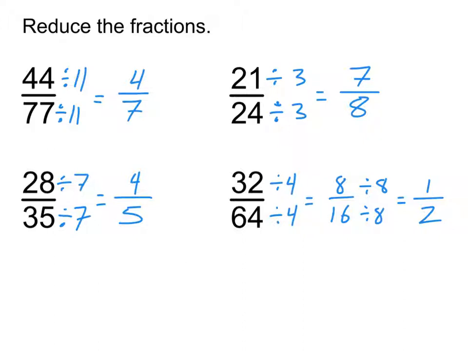And now you could have gone straight there, of course. You could have divided top and bottom there by 32, if you happen to see it. But if you didn't see that you could divide top and bottom by 32, go ahead and divide by what you can do. And then just look to see, can you go any further from there?